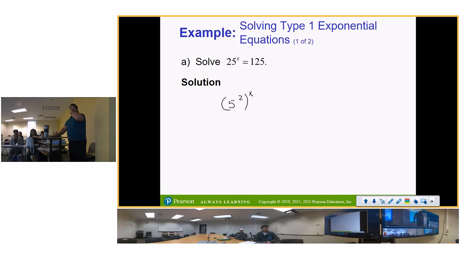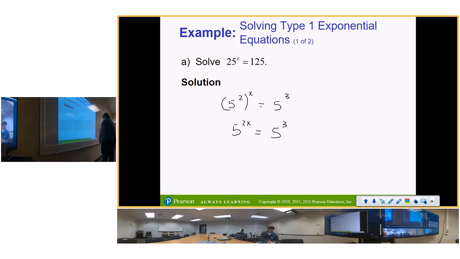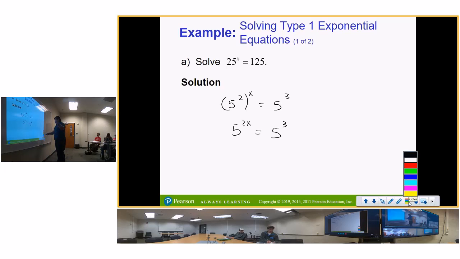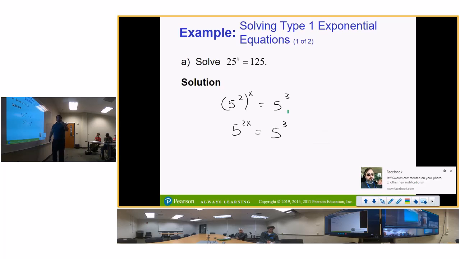And then what is 125? 5 cubed. So now I'm going to use the power rule. 5 to the 2x is equal to 5 to the third. Can somebody tell me what rule is used here? Or just kind of ad-lib it together? The law of removing the bases and just having exponents. Okay, if the bases are the same, yeah, the exponents are equal. That's what I said. Write it down.